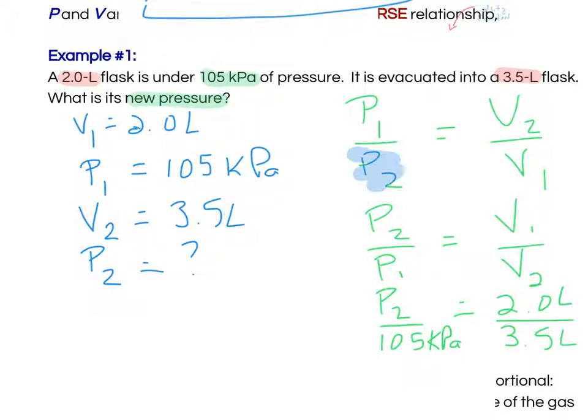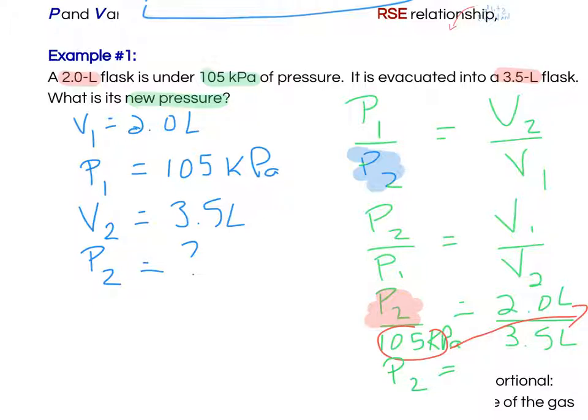Okay, and so now I want to isolate P2. So this is my P2. I want to get that by itself, which means that I need to multiply out my 105 kilopascals. I'm going to bring that upstairs and multiply. And so when I go ahead and do that, I get a value for P2. I'm just working this out on my calculator.